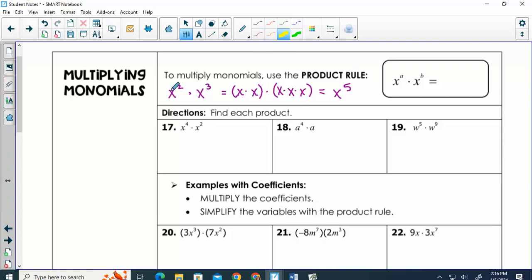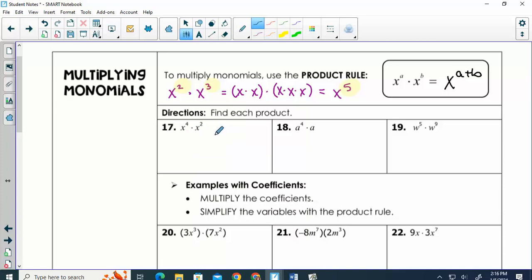So the rule, can you tell me what we did with those exponents to get 5? You add them. So if you have x to the a times x to the b, you get x to the a plus b power. We're going to add those exponents together when we're multiplying. The x doesn't change, just the exponent.